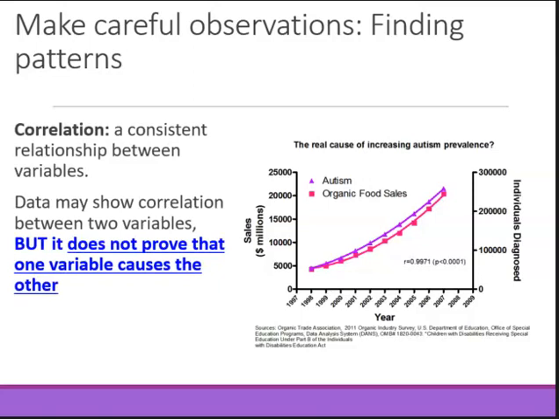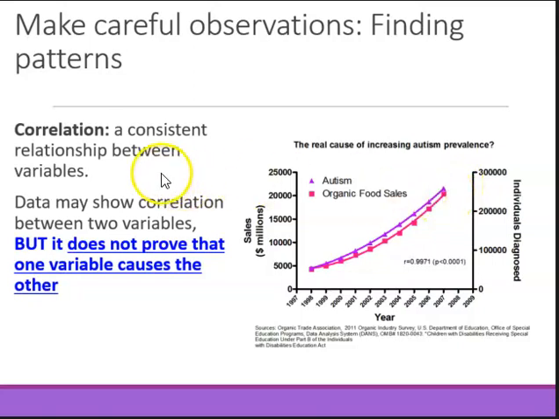So when you start observing, you want to make sure you make careful observations. There is a method to finding patterns. So we talk about correlation. Correlation is a consistent relationship between variables. So here we can see the correlation of the different causes of autism. We can make a correlation saying that cases of autism has increased with the increase in the amount of organic food sales. So this is something that we observe.